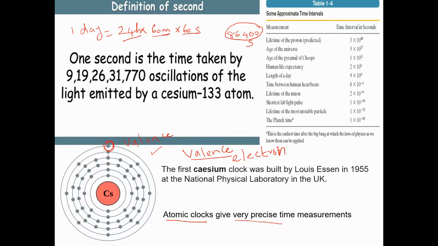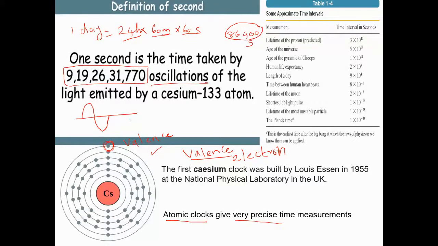Now, this electron will vibrate and oscillate. How many times will it oscillate? You can see the number: 919263177 times oscillation. That means it will form a wave nature. One complete wave will be like this.